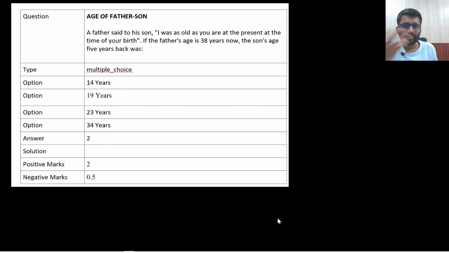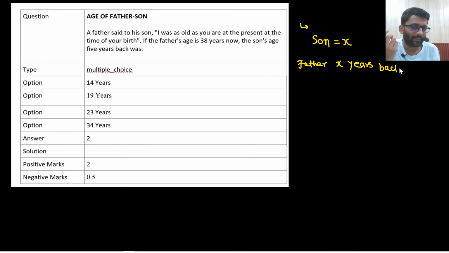Now this question is also a very interesting problem. The father is saying to his son, I was as old as you are at present at the time of your birth. If the father today is 38 years old, then the son's age 5 years back was? Let's say today the son is X years old. That means when he was born, X years back, what was the age of the father? That would have been 38 minus X.